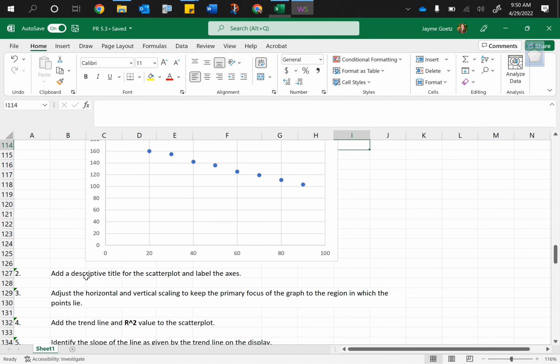So let's look at number 2. Number 2 says add a descriptive title for the scatter plot and label the axes. Here's how we're going to do this. The first thing you're going to do is click the graph. Then, after you click the graph, you're going to click on Add Chart Element. Then you're going to click on Axis Title. I'm just typing down that information, and then I'll show you how to do it.